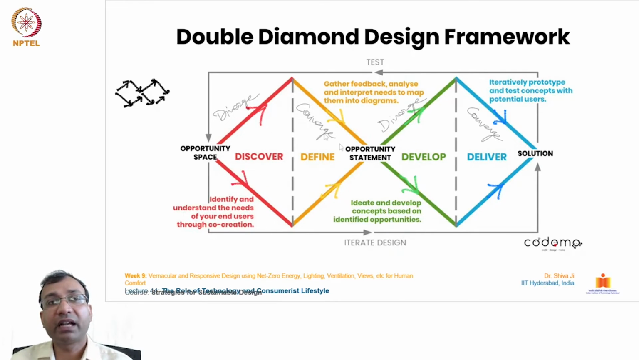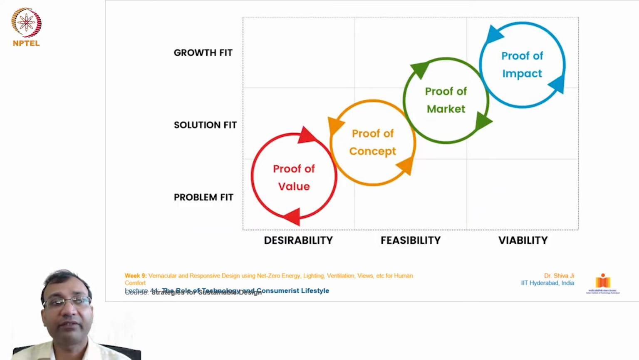So this is the double diamond you see over here. This is diverging, then it is converging, coming to a point, then again it is diverging, becoming broader, and then again it is coming to a point. So this is the standard double diamond template for a design framework.